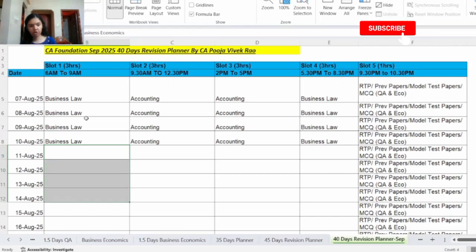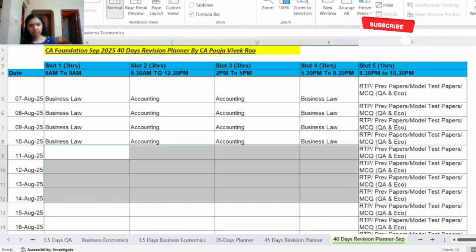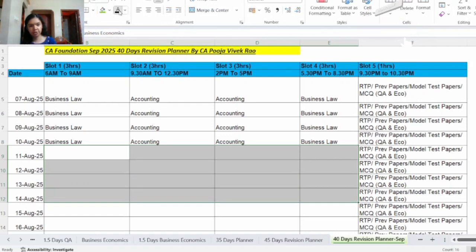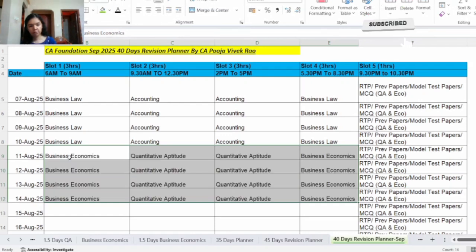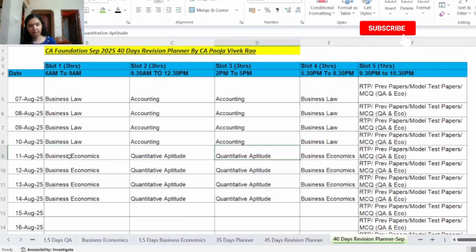Then from 11th August to 14th August, the next 4 days, here we'll be switching the subjects. So here you will be studying business economics and quantitative aptitude. So in slot 1 and 4, you will revise business economics, and in slot 2 and 3, you will revise quantitative aptitude. So ensure you practice MCQs as many as possible. Even in the BOS knowledge portal, if you log in, you can find the MCQ portal. So there also you can practice different types of MCQs.